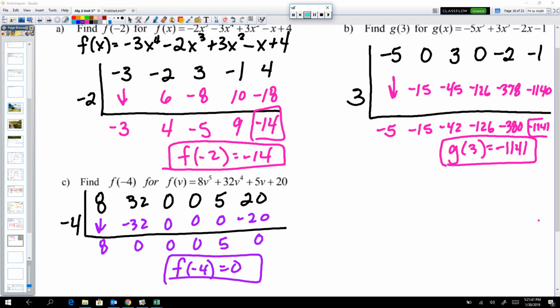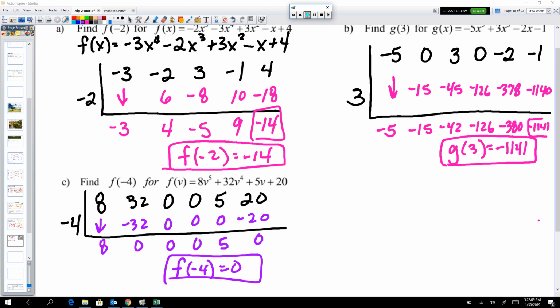Alright, so hopefully you had a moment to work on that. Go ahead and check your work here. I've included my work so that you're not just looking at the answers. You can see the in-between answers. Notice that it's a lot of attention to detail, right? Even little silly mistakes like negatives and positives will throw us off. But hopefully you got -14 for A, -1141 for B, and 0 for C.